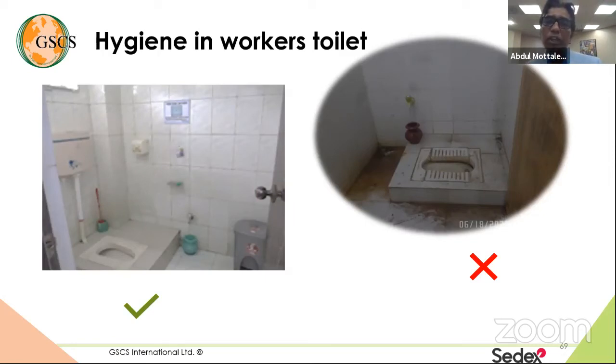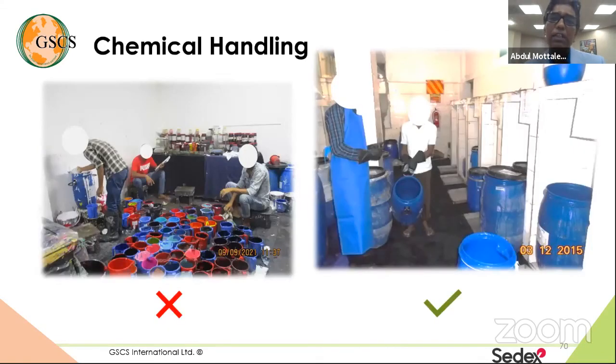And if we go to the next slides, we can see the chemical handling area. There are a lot of chemicals being handled without wearing any PPE or even any hand gloves. The right side one is one of the good ones, where they are wearing the appropriate PPE.